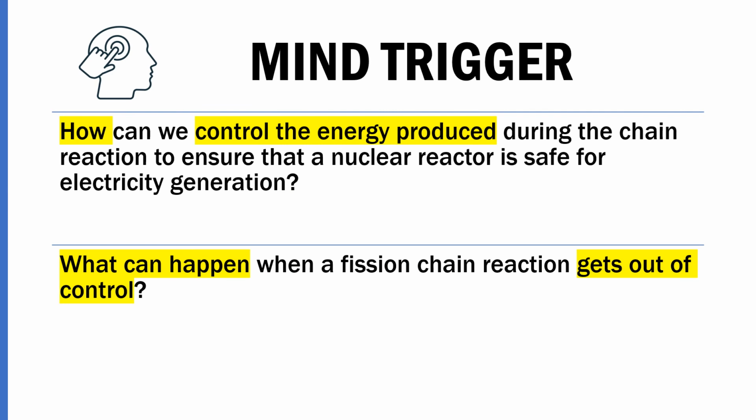At the end of today's lesson, I have prepared 2 triggers for you all. The first trigger is, how can we control the energy produced during the chain reaction to ensure that a nuclear reactor is safe for electricity generation? The second trigger, what can happen when a fission chain reaction is getting out of control? Please do some research on these triggers and bring back the information that you have during my next lesson.